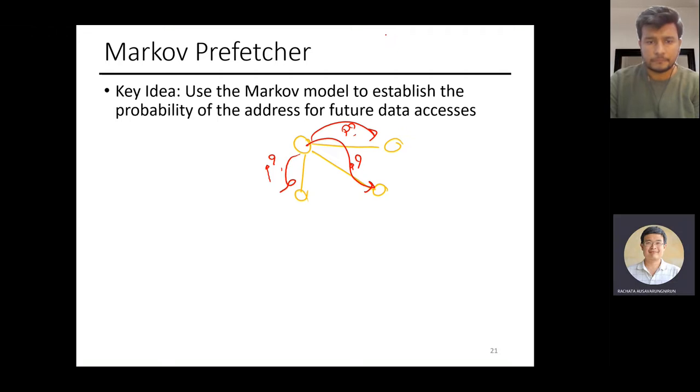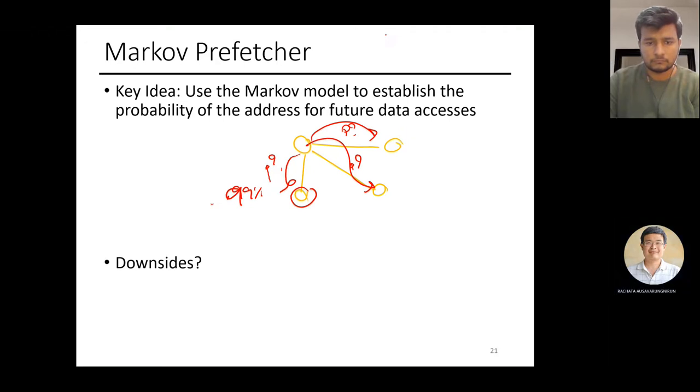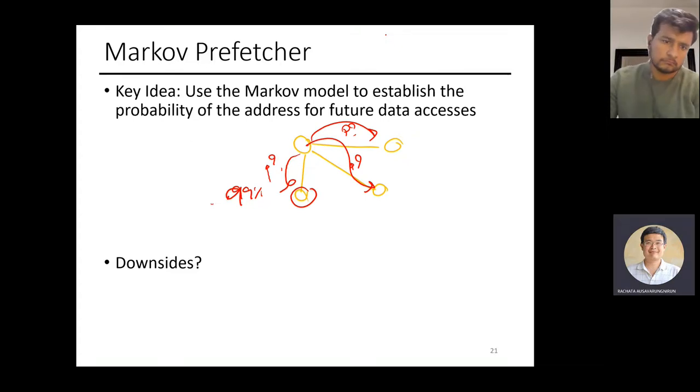And then based on the Markov model, if there's a high probability that I'm going to go into, for example, this edge, with 99%, I will prefetch that node. Seems like a good idea. What are the potential downsides of this design that I use a Markov model?